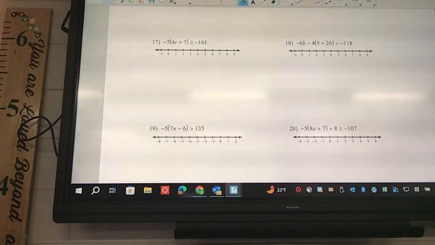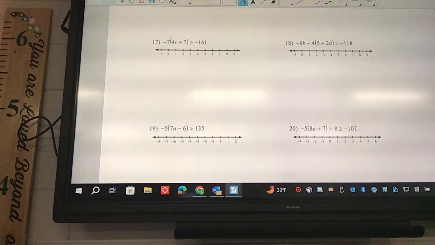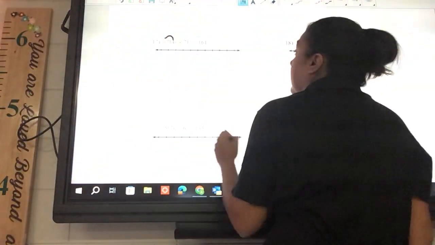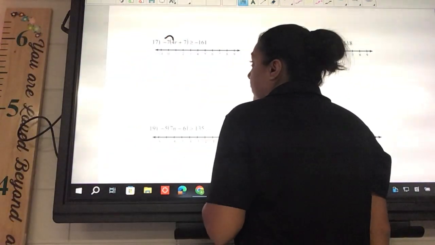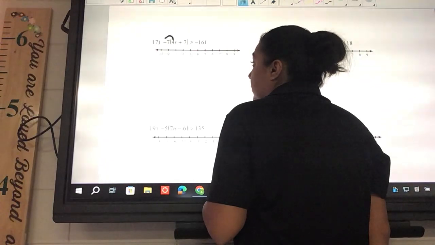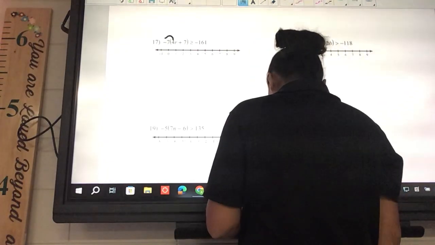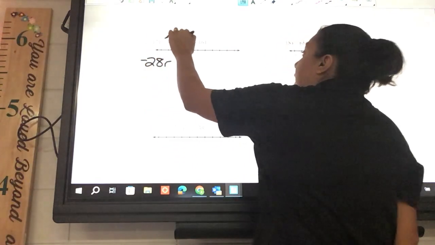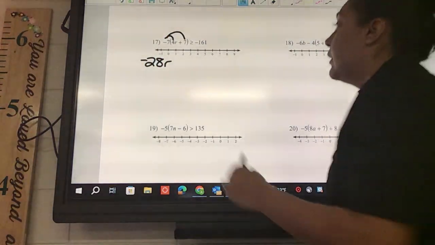Okay, 17. What needs done first? Distribute. So we're going to say negative 7 times 4. What is negative 7 times 4? Negative 28R. Negative 7 times 7. Negative 49.